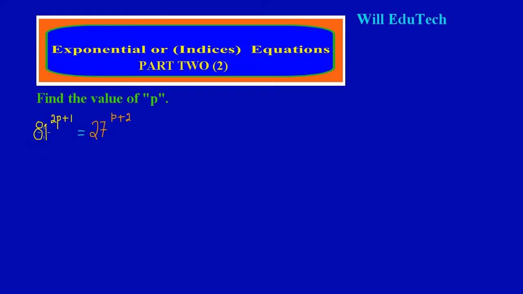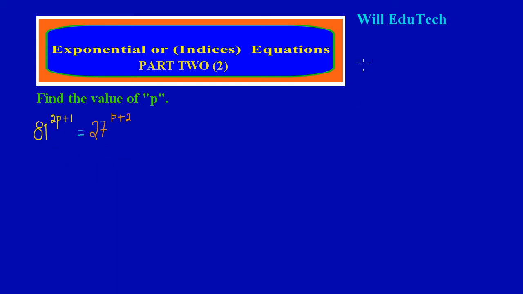If you notice, I have an 81 as my base on my left hand side. We have a 27 as the base on my right hand side. So simply put, what I'm asking myself, can I rewrite 81 in a lower base? And can I rewrite the 27 in a lower base also? But both bases must be the same.